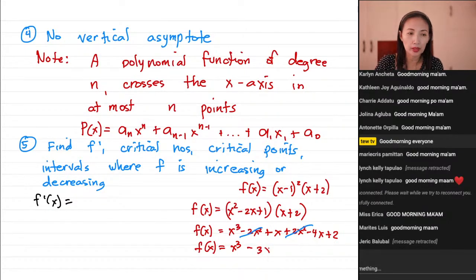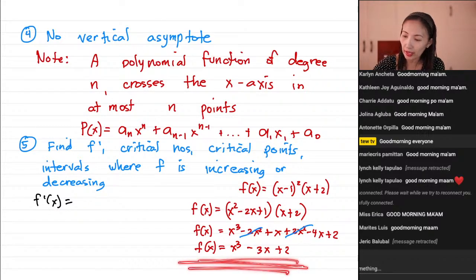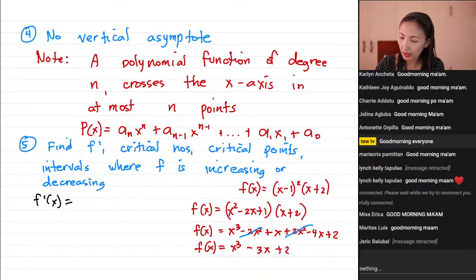This is simpler. Okay, so our f prime of x, now we are to differentiate this. The first derivative will be 3x squared minus 3. Correct? 3x squared minus 3.